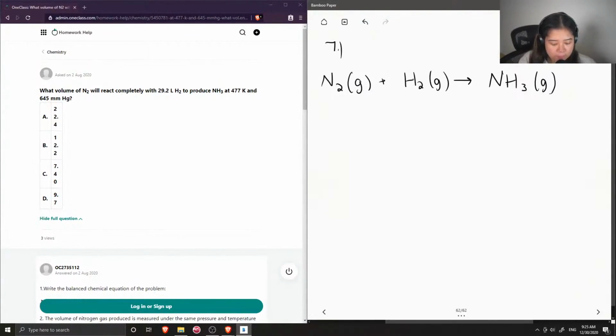Okay, so now let's balance out the reaction. You'll see that we have 2 nitrogens on our reactant side, so I'm going to put a coefficient of 2 in front of NH3. So now we have 6 hydrogens on our product side, so I just need to put a coefficient of 3 in front of my hydrogen.